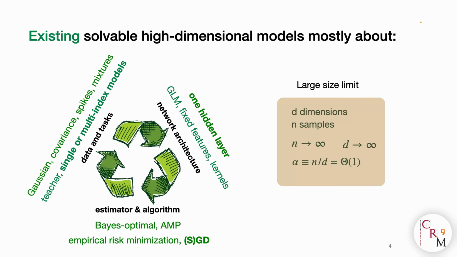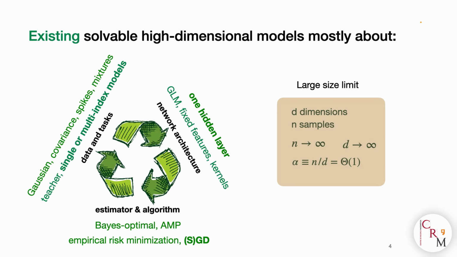So on the side of the data, Johan told us yesterday about the Gaussian single or multi-index model that we can also call a teacher-student model. Those are very related. We can make the data not exactly just IID Gaussian. We can put in covariances or spikes or make them mixtures. So all of those have been studied.